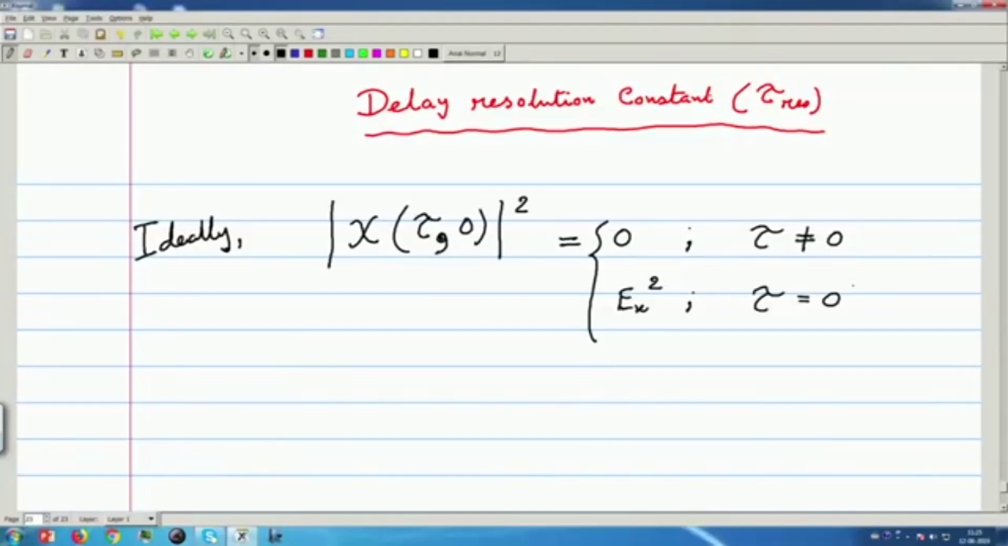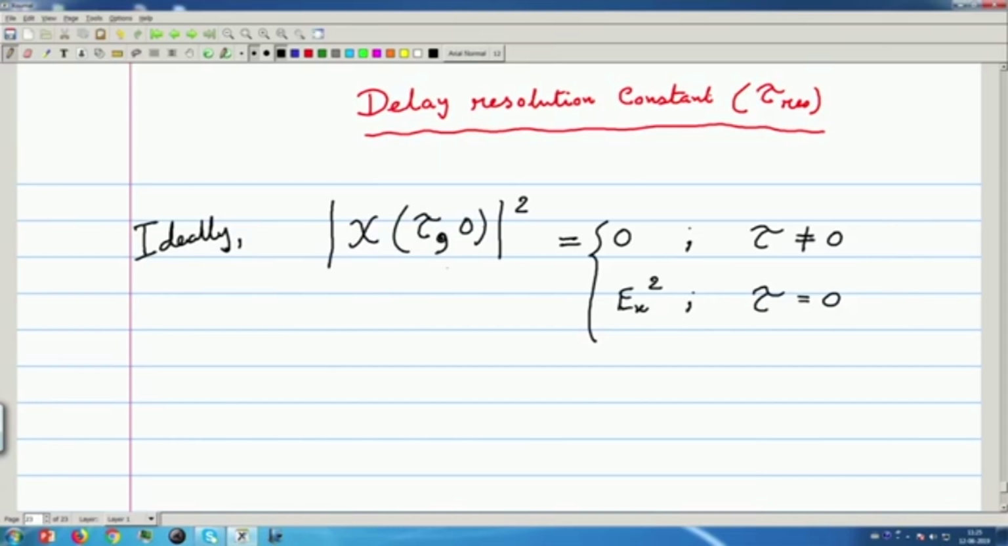Up to the previous class, we have seen in detail the ambiguity functions, and in the last class we said that we want a performance matrix for both delay resolution and Doppler resolution, so that we can compare which waveform is better, and then we can appropriately design the radar pulse shape. So, that we will do today. First, we will see the concept of delay resolution constant.